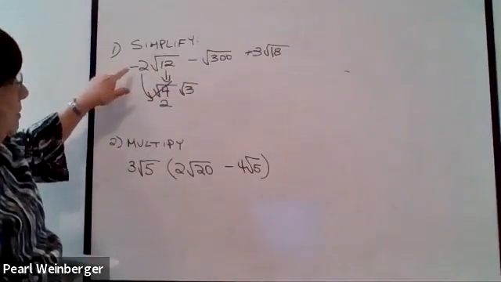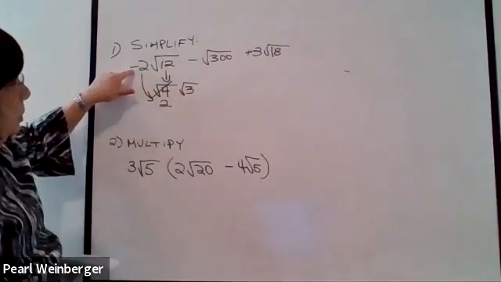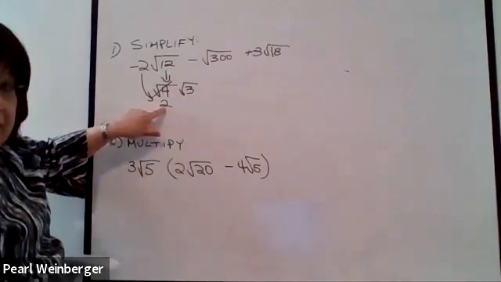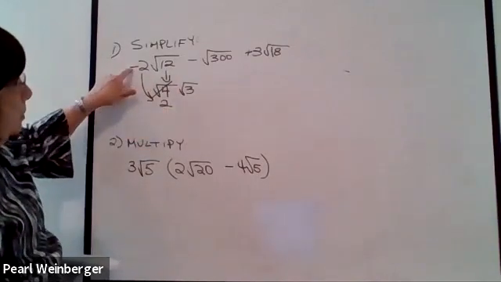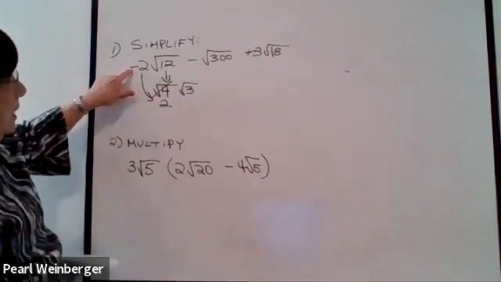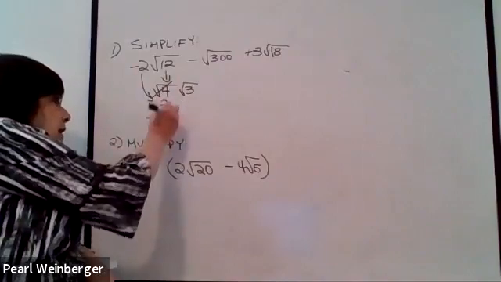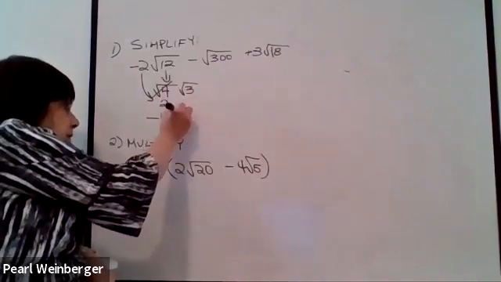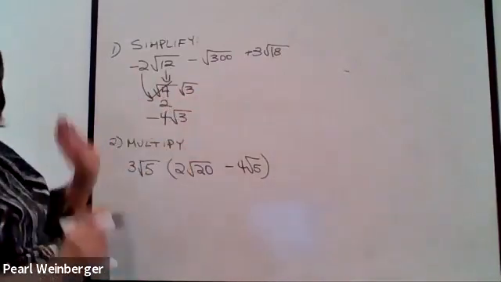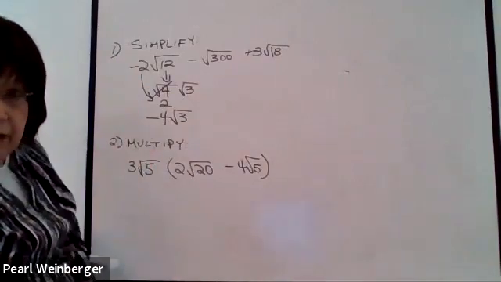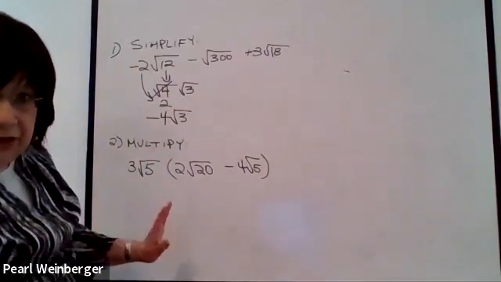So now this -2 can be multiplied by this 2 on the outside because they're both outside the radical. -2 times 2 gives me -4, and I just bring down the radical 3. That takes care of the first term. Is that okay? Can I go to the next one? Yes, please.